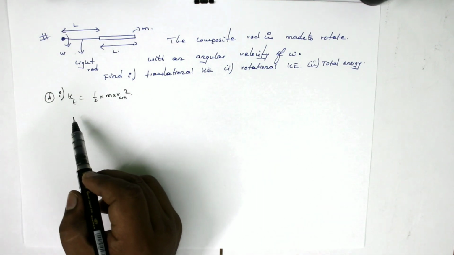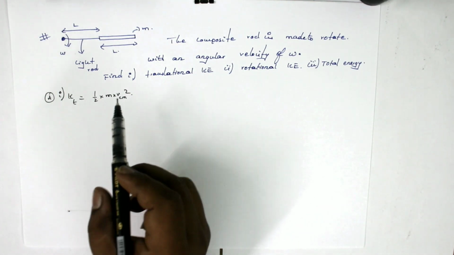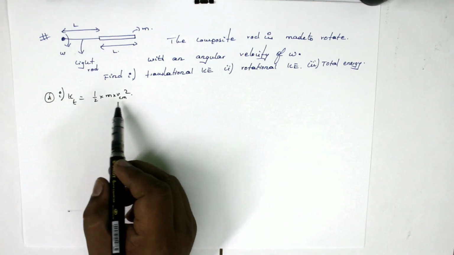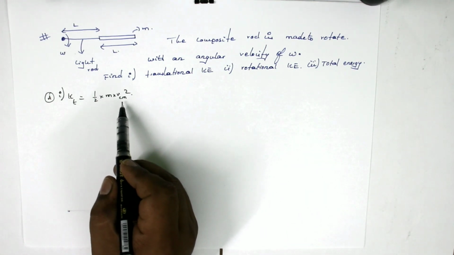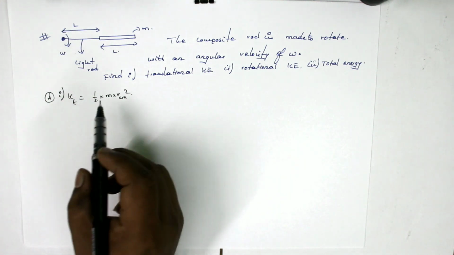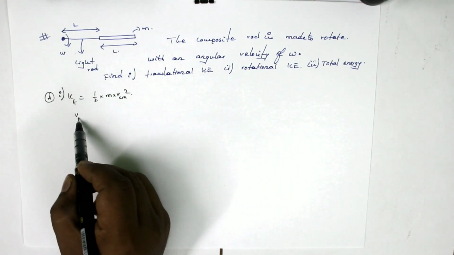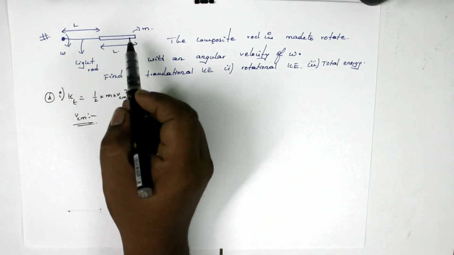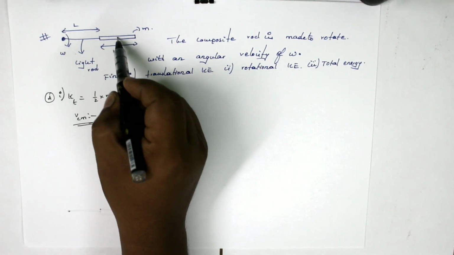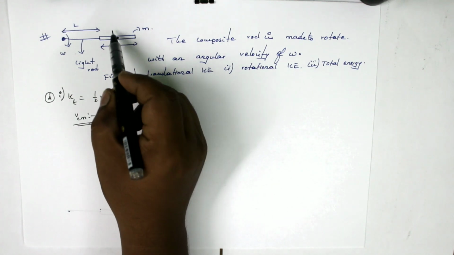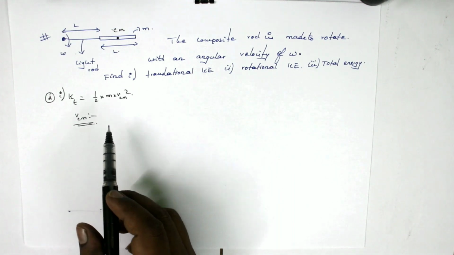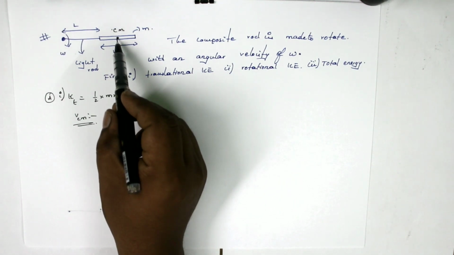So we know that translational kinetic energy is nothing but half m into v center of mass square. Now what is the velocity of center of mass, that we will calculate. So velocity of center of mass first we will calculate. For this rod, center of mass is exactly located at its center. So this is the position of center of mass. But what about the velocity of this center of mass?